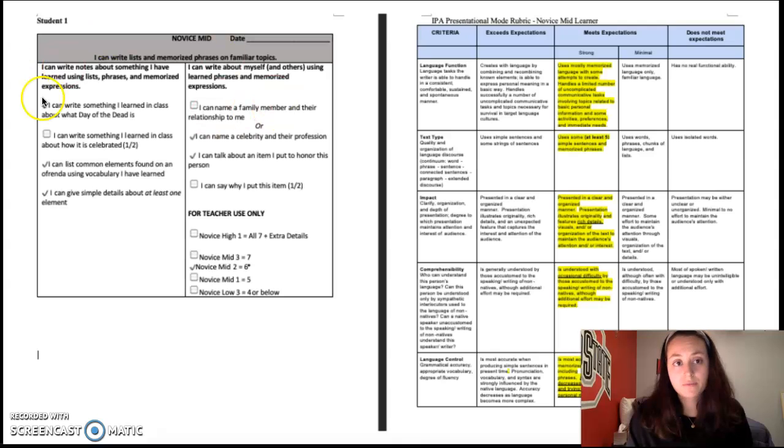However, so you can still see them, these were the can-do statements, as well as the example of the IPA presentational rubric for novice learners. I made no modifications to this rubric. It is as it appears in the IPA manual.